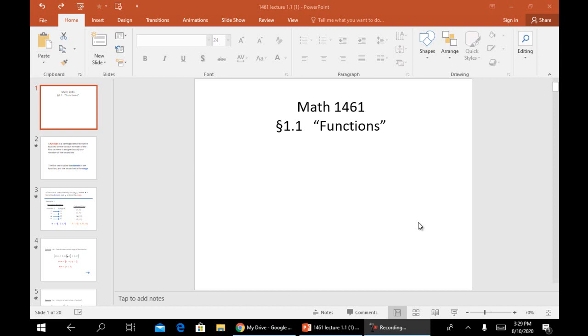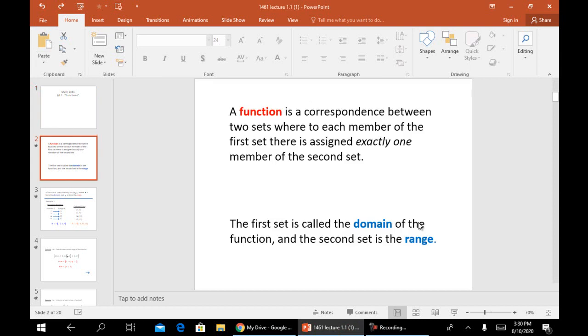In this video we will go over section 1.1. We define what a function is. So a function is a correspondence between two sets where to each member of the first set there is assigned exactly one member of the second set. The first set is called the domain of the function, and the second set is called the range.